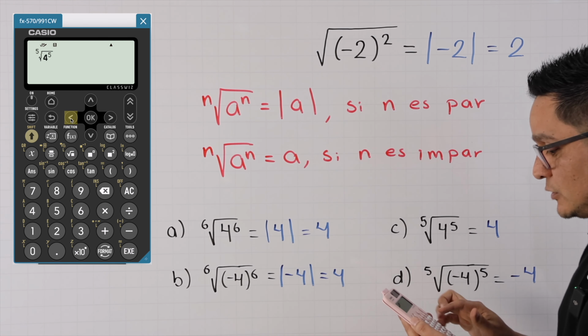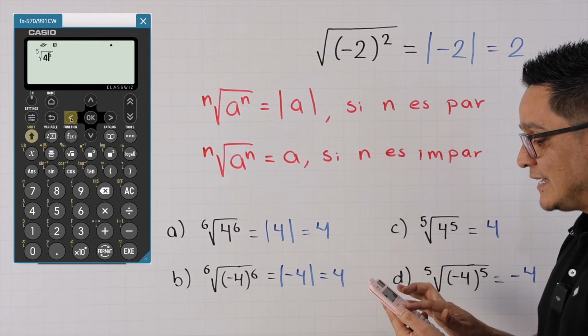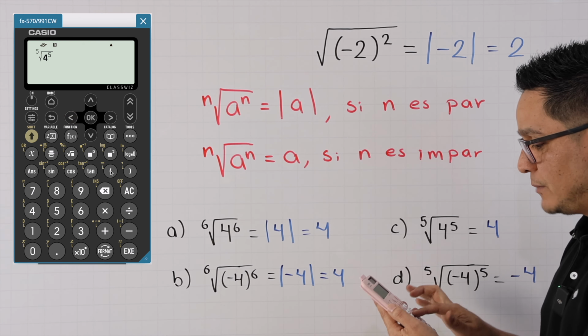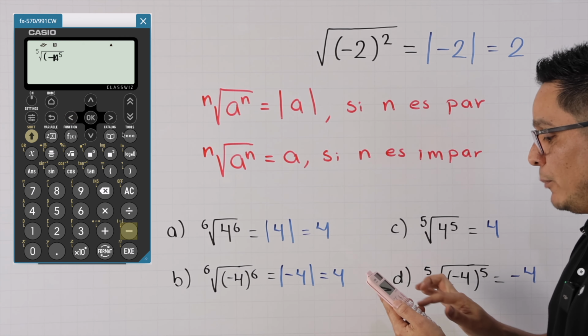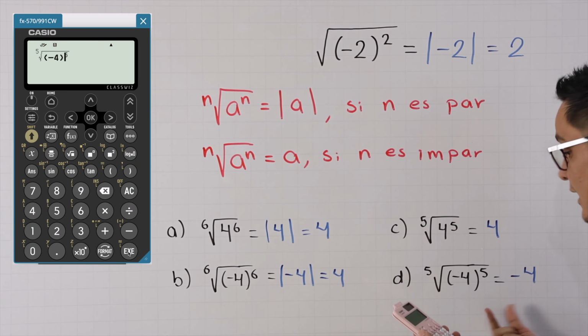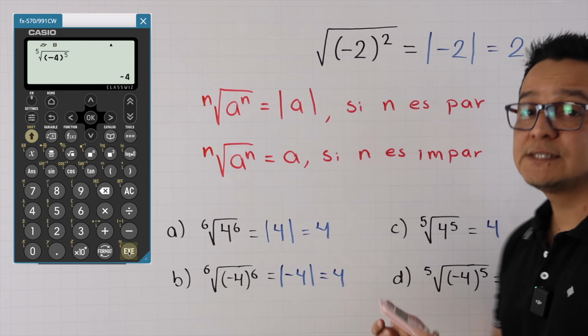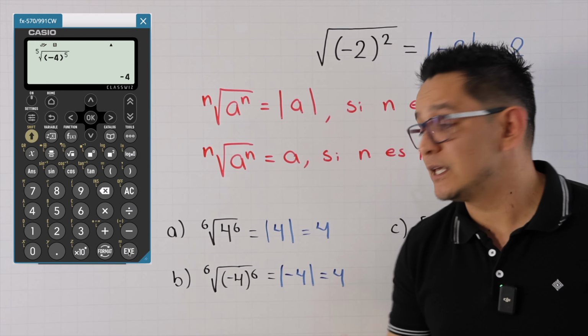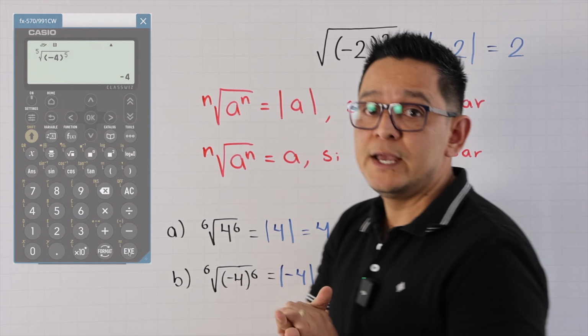And finally, it's nearly the same, but this time with a -4. So I move over, open parentheses, put the minus, move over and close parentheses. This should give me -4. Let's see. Notice that it did give me -4. Does this mean then that what we did was correct?